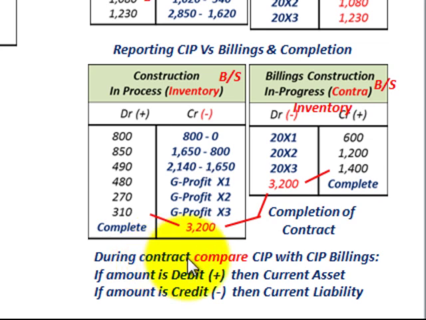But to get back down here, during the construction contract, you compare your construction in process account with your construction in process billings account. If the amount is a debit plus, then it's reported as a current asset on the balance sheet, and if the amount is a credit minus, then it is reported as a current liability. Not getting into the numbers here, but that's how it would be reported on the balance sheet. So just remember, if it's a debit amount, it'd be reported as a current asset, and a credit minus would be reported as a current liability, for the construction in process and billings on construction in process accounts.